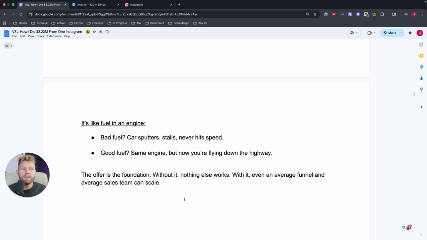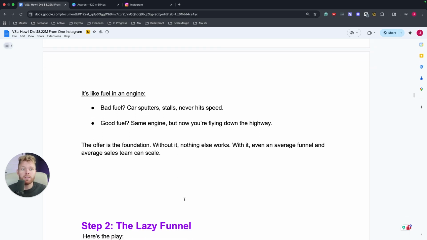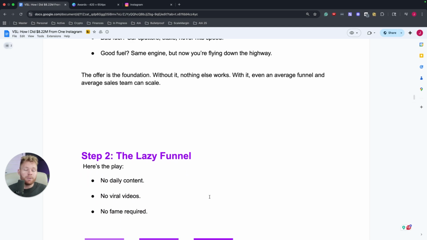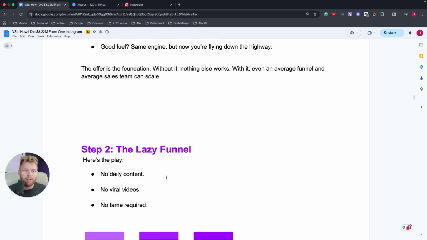With it, even an average funnel and an average sales team can really scale, which goes into the funnel aspect, which is step 2, the lazy funnel. As I mentioned earlier, I built this because I burnt out. I actually shut down a 7-figure marketing agency because of this, and it led me to this new strategy that I call the lazy funnel. You don't have to post content daily, you don't need to go viral, and you don't have to be famous.